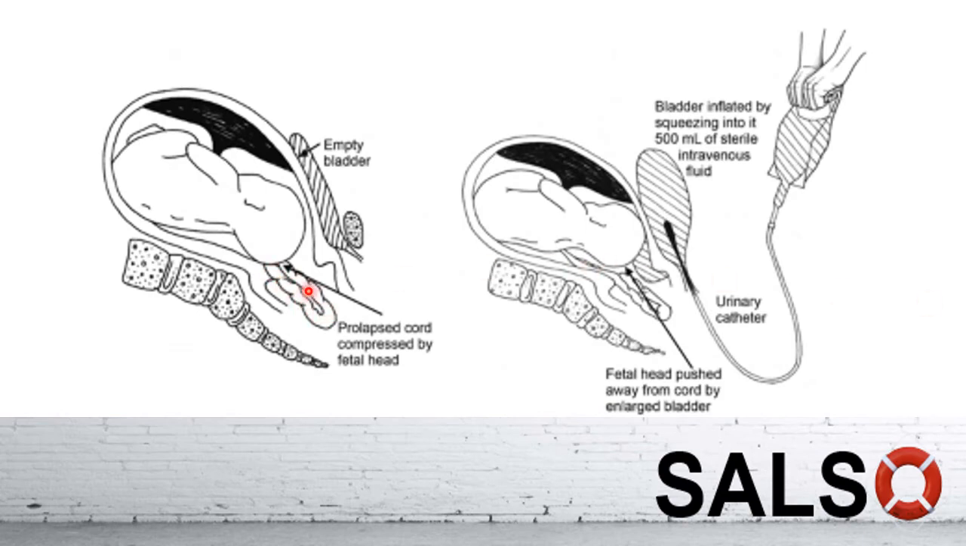So if you see the cord over here, and this is the head, sometimes not the head, sometimes it can be the shoulder or the breech, the buttock. When the cord comes out, your finger is to push the presenting part away so that you will not compress the cord. Do not put your finger inside the vagina without knowing where your finger is. So it's always pushing away the presenting part. The idea of filling up the bladder is that the bladder can push the presenting part away for you, instead of you putting your finger inside.